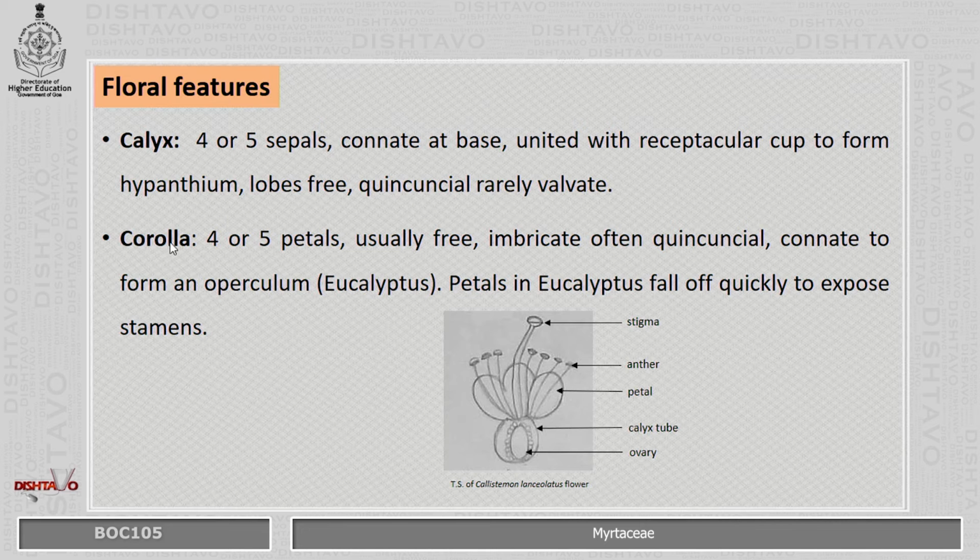Corolla is 4 or 5 petals. Usually they are free. Aestivation is imbricate and often quincuncial. They are connate to form an operculum in case of eucalyptus. Petals in eucalyptus fall off quickly to expose the stamens. Such type of petals are known as caducous petals, meaning they fall off quickly.